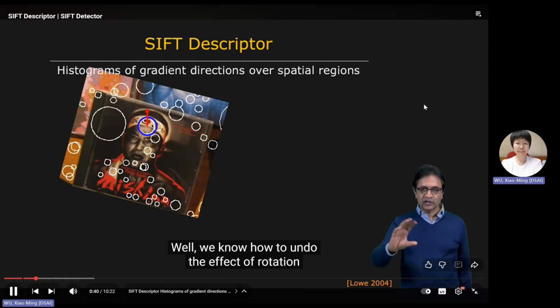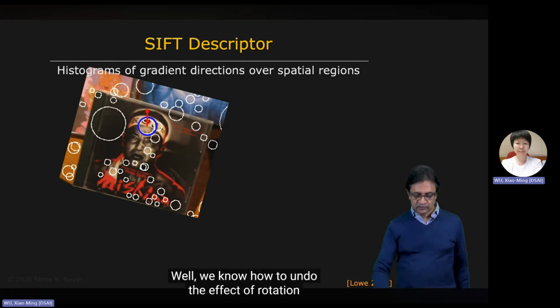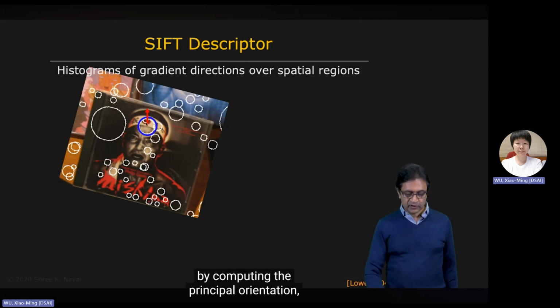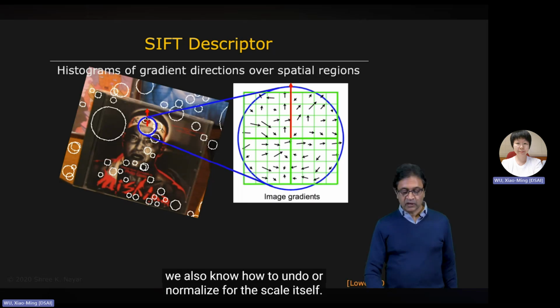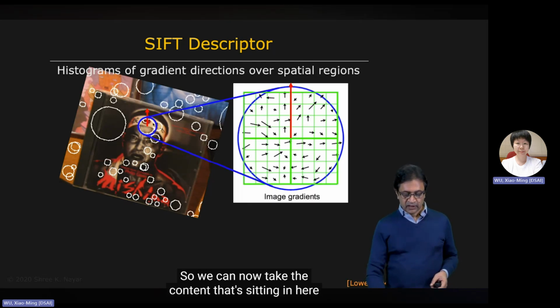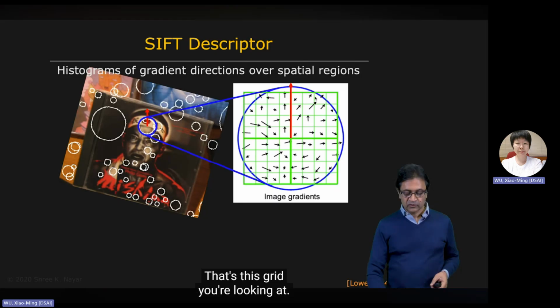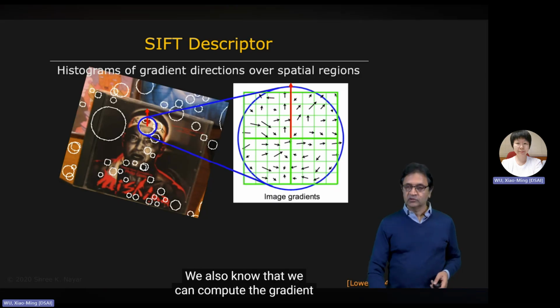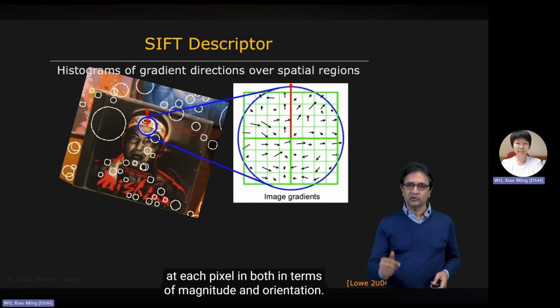We know how to undo the effect of rotation by computing the principal orientation. We also know how to undo or normalize for the scale itself. So we can now take the content that's sitting in here and place it on a grid of some standard size right here. That's this grid you're looking at. We also know that we can compute the gradient at each pixel in terms of magnitude and orientation.